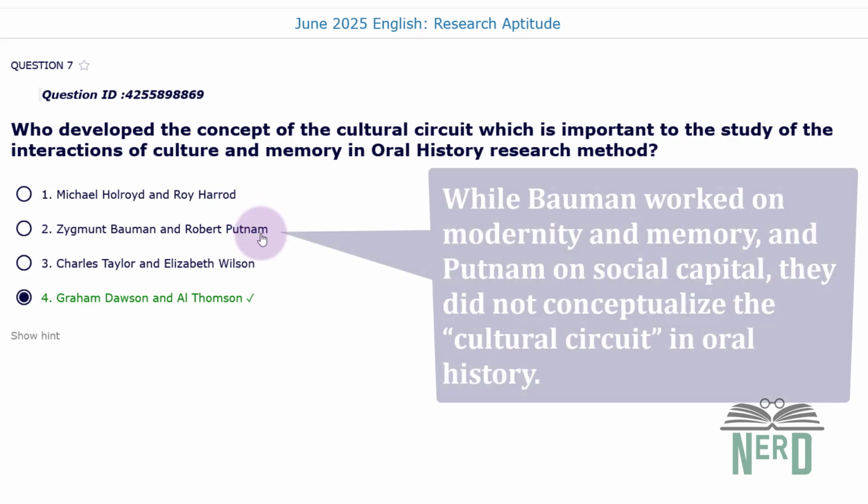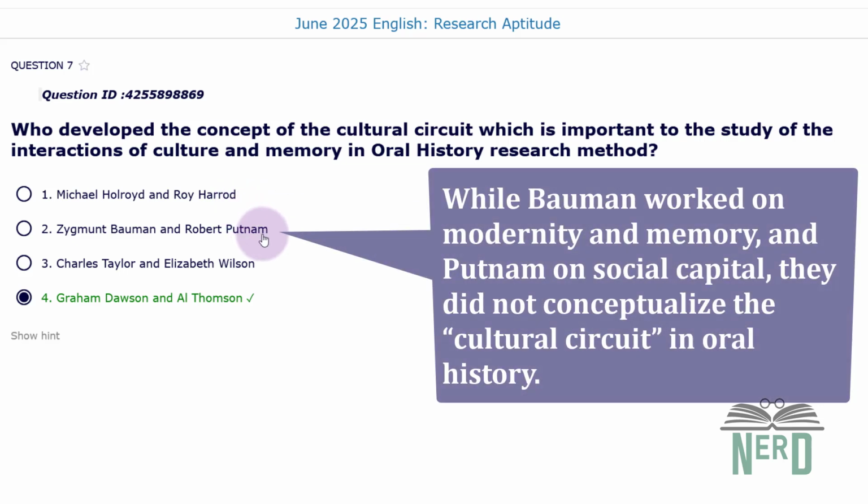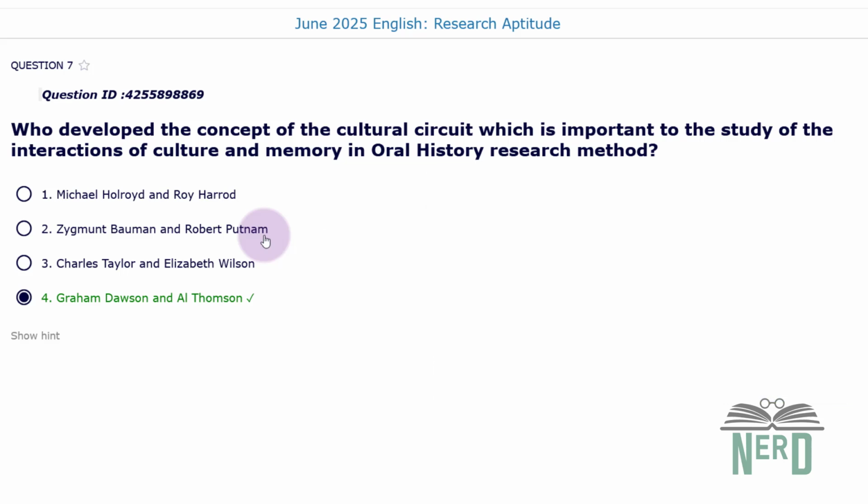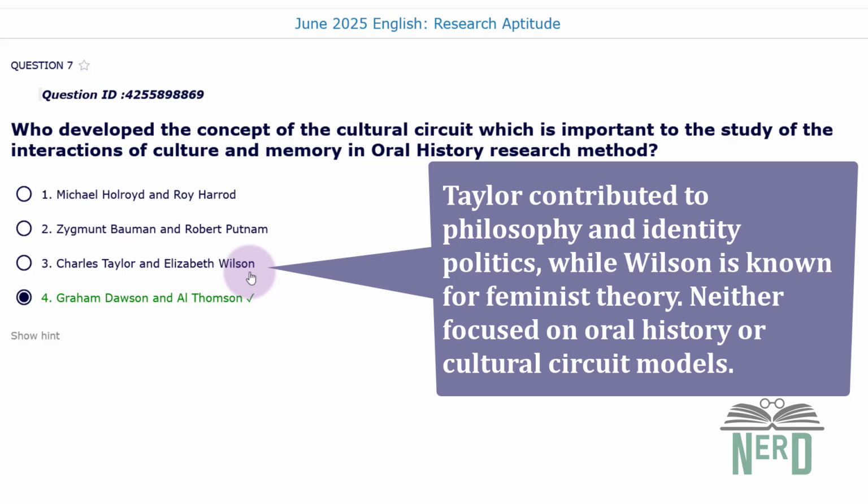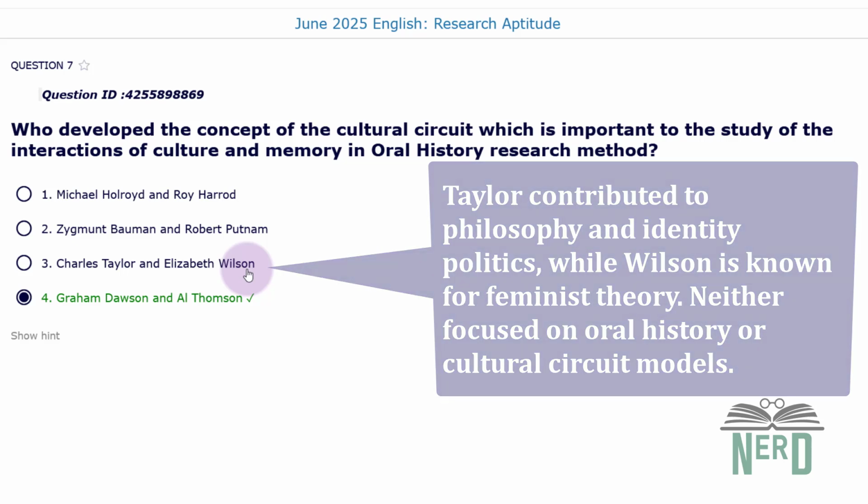Option B lists Zygmunt Bauman and Robert Putnam. Bauman certainly explored modernity and memory in sociological terms, and Putnam worked on civic engagement and social capital. However, neither of them framed the cultural circuit model as Dawson and Thompson did. Option C gives us Charles Taylor and Elizabeth Wilson. Taylor's work on identity and the self is foundational in philosophy and cultural theory, and Elizabeth Wilson is influential in feminist studies, but again, the focus is not on oral history or the cultural construction of memory through a circuit model.